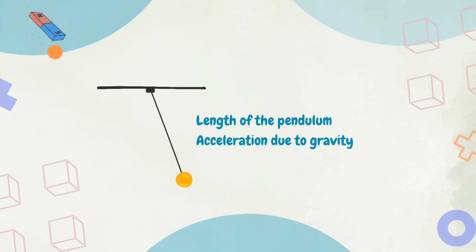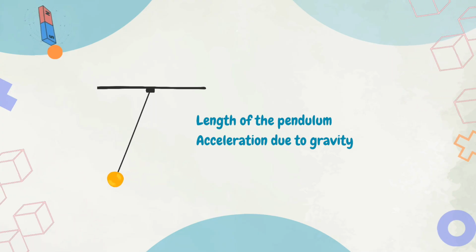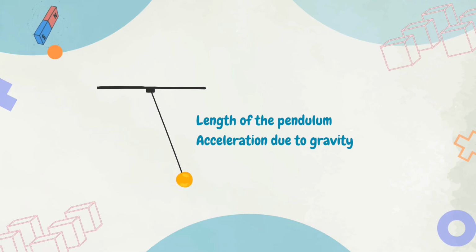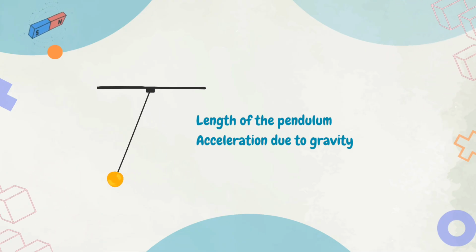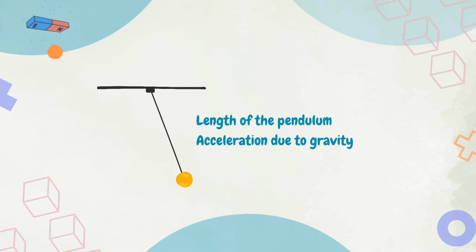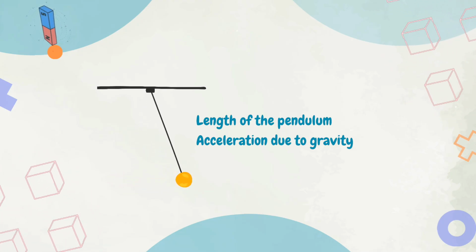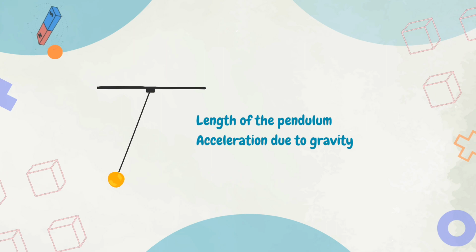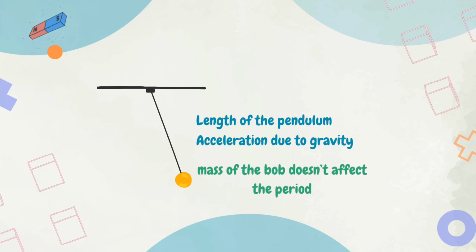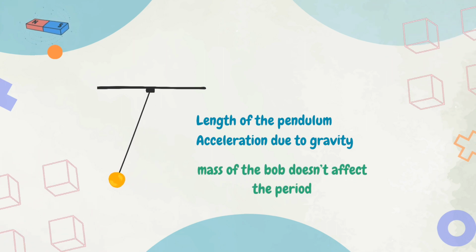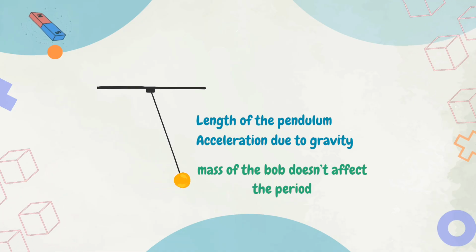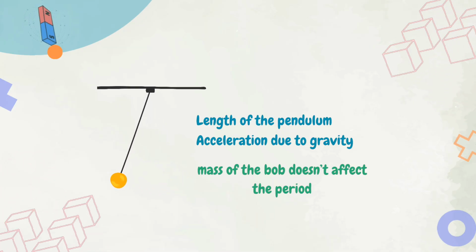The gravitational force is inversely proportional to the period of the pendulum. The stronger the gravitational force, the smaller the period of the pendulum. So, when the gravitational force increases, the period of the pendulum decreases. Take note of this incredible fact. The mass of the bob doesn't affect the period of the pendulum. Whether it's 1 kilo or 10 kilos, the period remains the same. Physics is magical, isn't it?